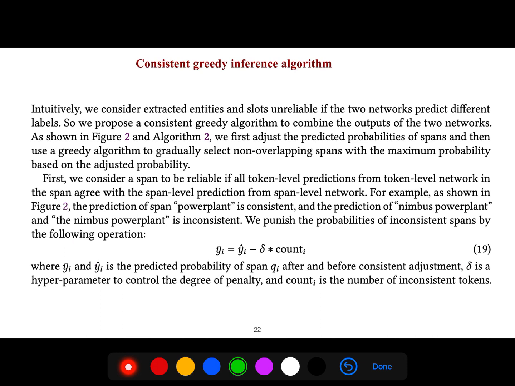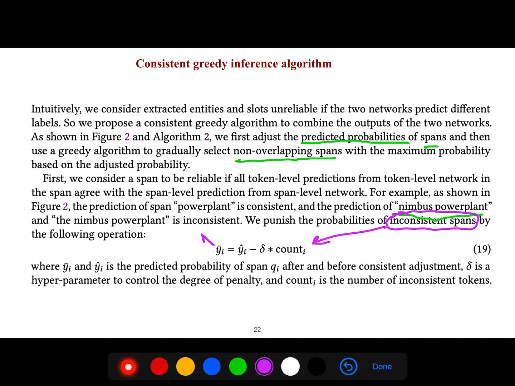And for the consistent inference algorithm, we consider extracted entities and slots unreliable if the two networks predict different labels. So we propose a consistent greedy algorithm to combine the two networks. We first adjust the predicted probabilities of spans and then use a greedy algorithm to gradually select non-overlapping spans with maximum probability. We consider a span to be reliable if all token level predictions from the token level network in the span agree with the span level prediction from the span level network. For example, as shown in that figure, the prediction of span power plant is consistent, and the prediction Nimbus power plant and the Nimbus power plant is inconsistent. So we punish the probabilities of these inconsistent spans.